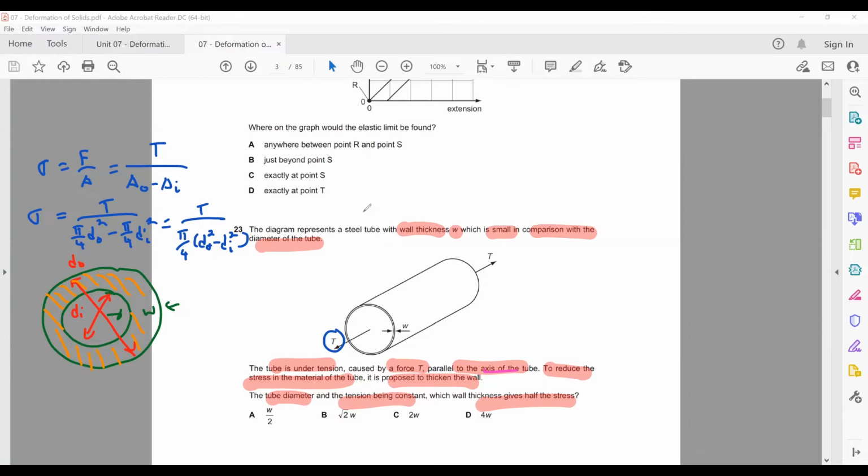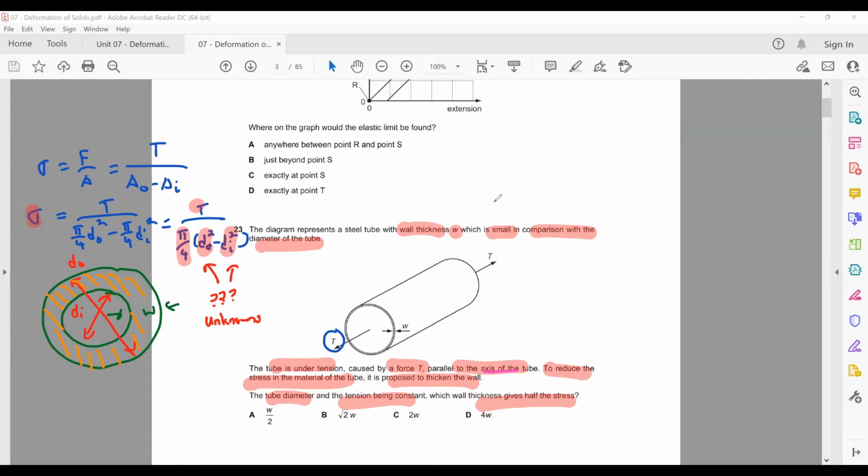Now here's where things get a bit difficult. You have two unknown variables here: the outer diameter and the inner diameter. If you are very specific, you notice that your equation is stress equals T over pi over 4 times outer diameter squared minus inner diameter squared. These are the unknowns. There's nothing in your question that tells you anything about those two. So it feels like you're going to get stuck here. You can't proceed any further. How are you going to proceed here?